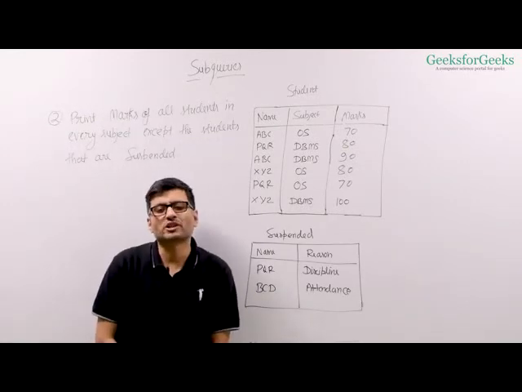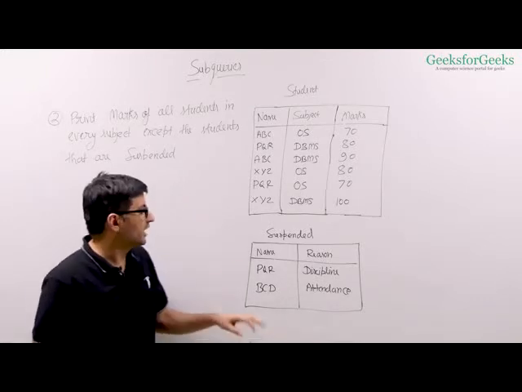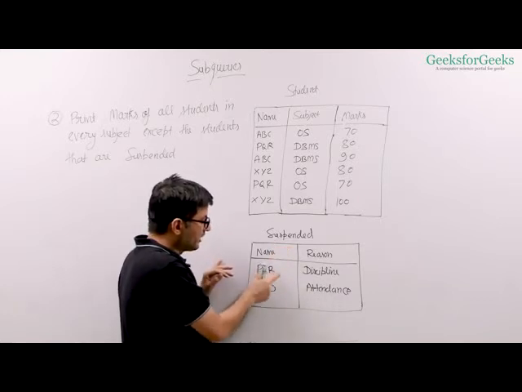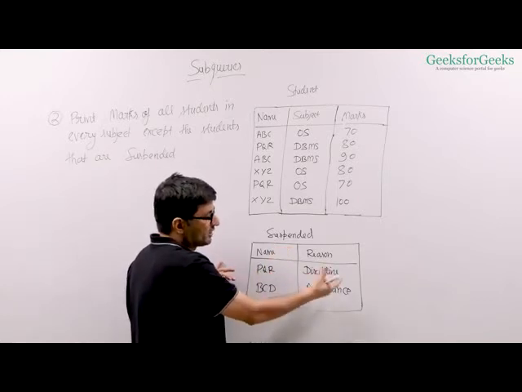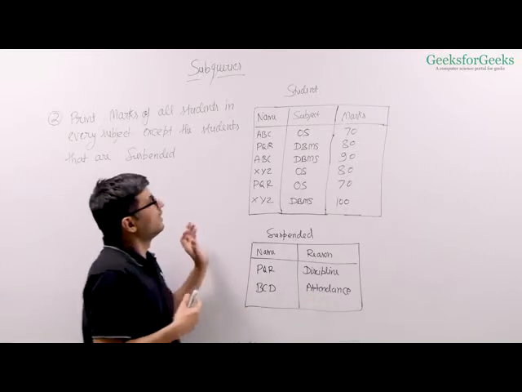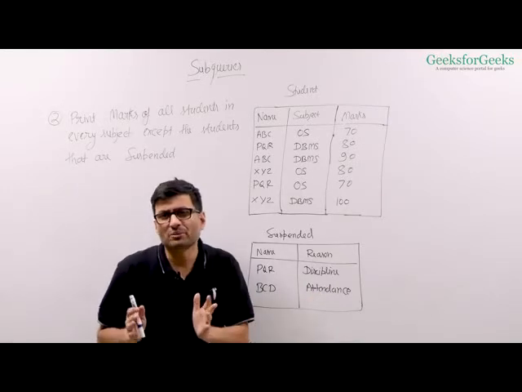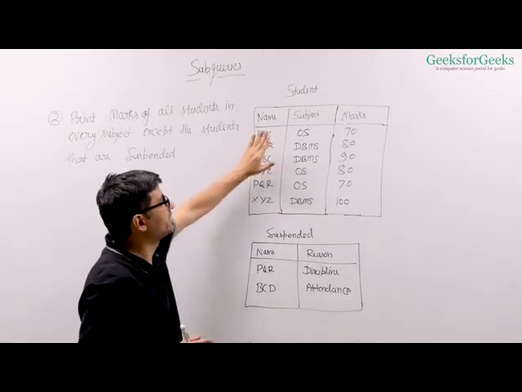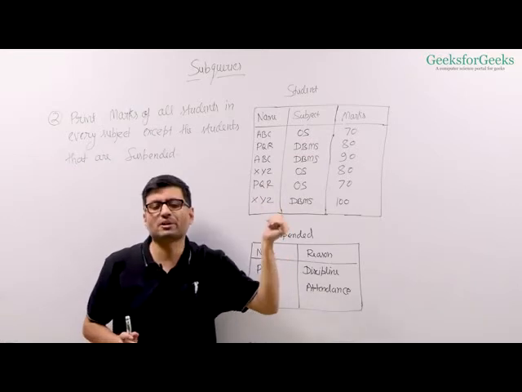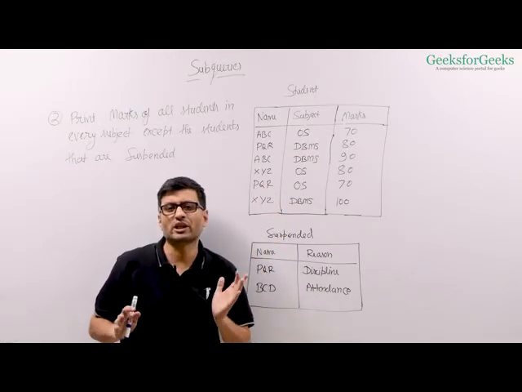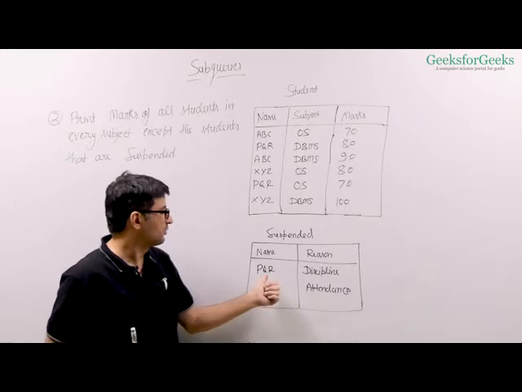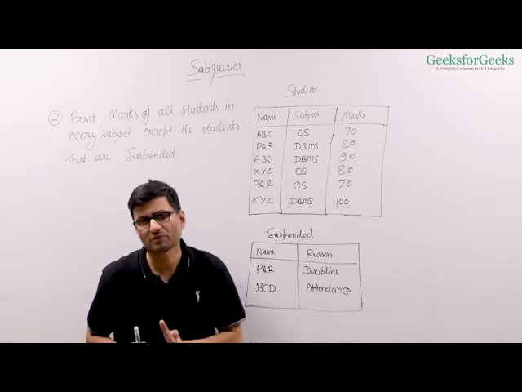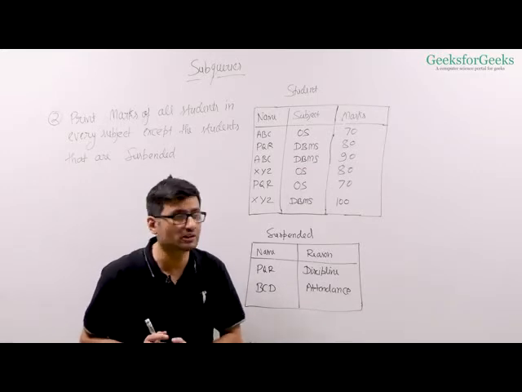Let us do one more example of subquery. Let's say we have one more table where we have suspended students, we have the student name and we have the reason for suspension like discipline or low attendance. Ideally, these tables should be designed in a better way. We should be having student ID, subject ID. I have kept them this way to keep things simple so that we understand the concept. So we should not be having student name at multiple places, but let's do it this way to understand subqueries.